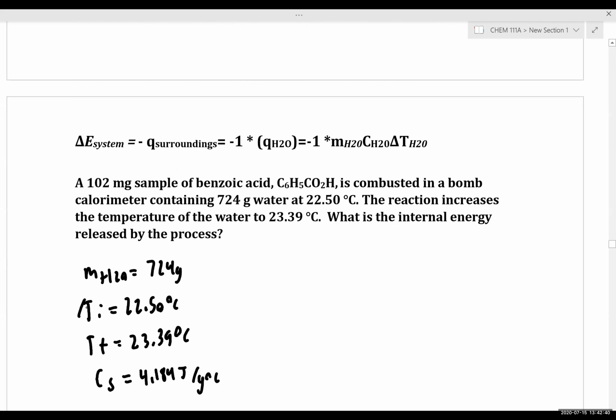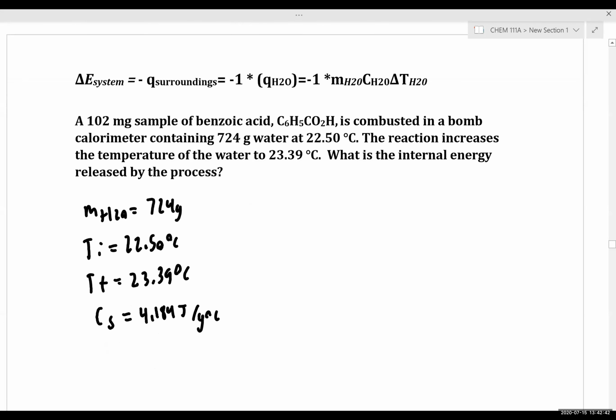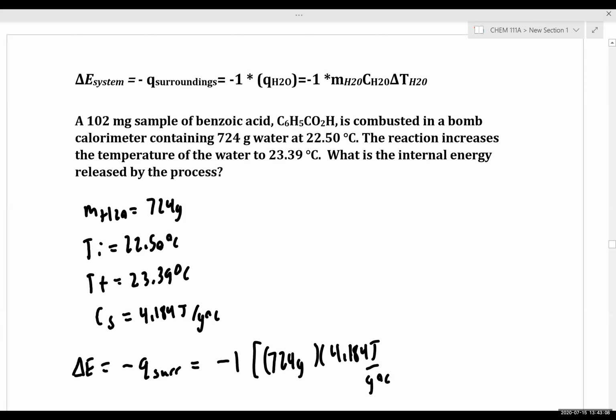Perfect. So we know that the change in internal energy is equal to negative Q surroundings, which is equal to -1 times the mass of water, which is 724 grams, times the specific heat of water, which is 4.184 joule per gram degrees Celsius, times T final, which is 23.39 degrees Celsius, minus T initial, which is 22.50 degrees Celsius.